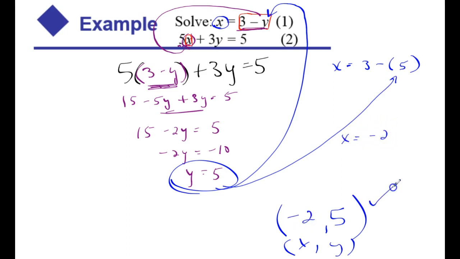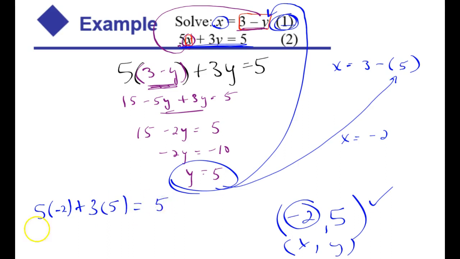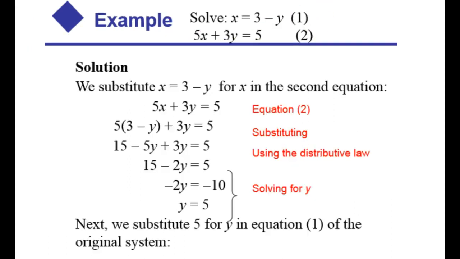A nice way to check that answer is, since I used line 1 to solve for this negative 2, I would quickly just check. It takes like 10 seconds. Let's check it with line 2, because I found this negative 2 from line 1. So 5 times the negative 2 plus 3 times the 5 better equal 5. And it looks like it does, because negative 10 plus 15 certainly does check. 5 equals 5. So it's a quick way to check your solutions. Plug them both in. They should solve both 1 and 2 for systems.